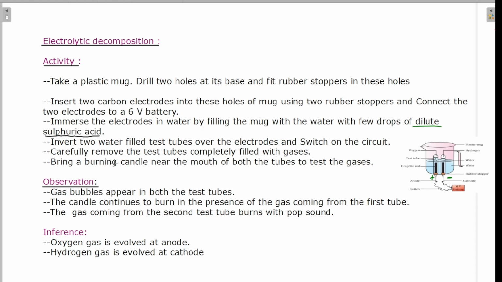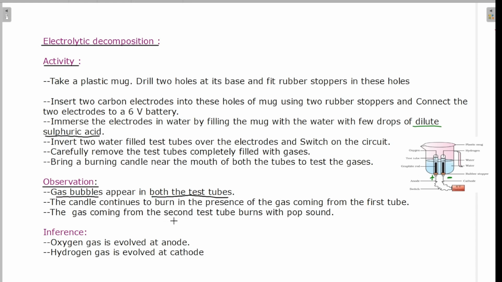Now carefully remove the test tubes completely filled with gases. Then bring a burning candle near the mouth of both the tubes to test the gases. What are the observations that we are going to make here? When electric current is passed through this circuit, the water will undergo the electrolytic decomposition reaction. Then we see gas bubbles appear in both the test tubes.